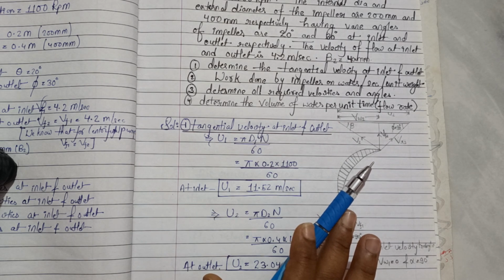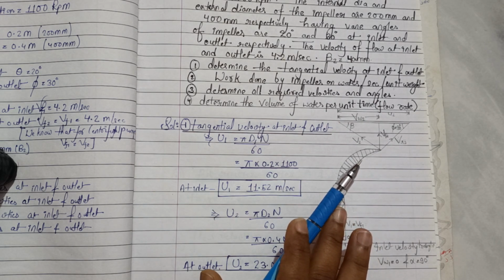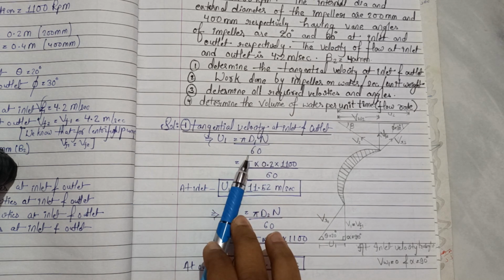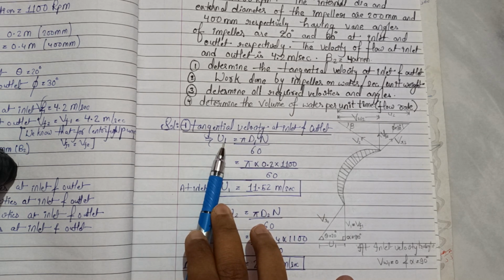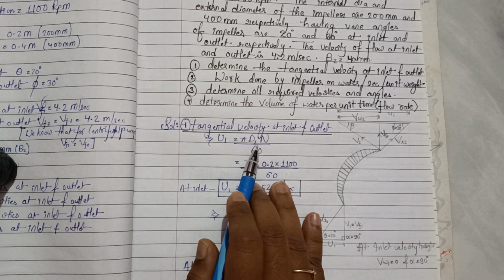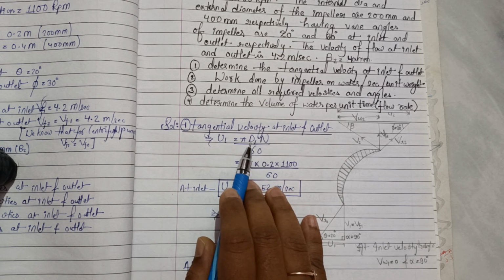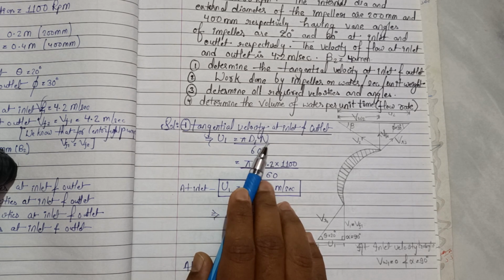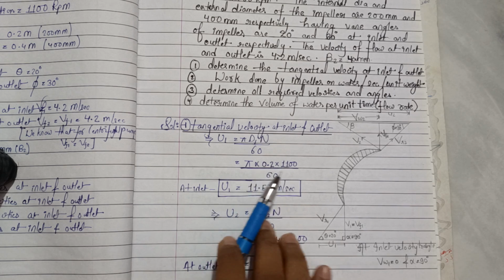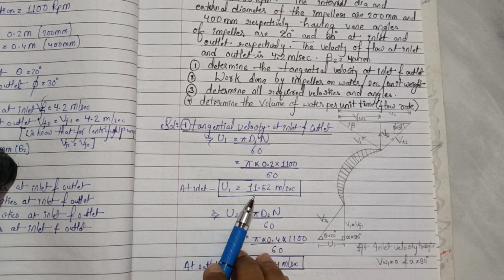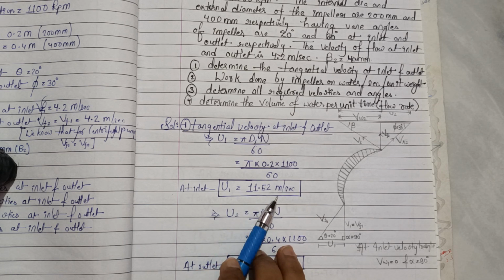The formula to determine the tangential velocity of a centrifugal pump at inlet and outlet are U1 is equal to pi d1 N by 60. U1 will be your tangential velocity at inlet. U2 will be your tangential velocity at outlet. Okay, so the formula to determine the tangential velocity at inlet will be equal to pi d1 N by 60. D1 is given, that is 0.2 meter, multiplied by your speed of rotation, that is 1100. If you solve this, you will get the value of tangential velocity at inlet. So it will be equal to 11.52 meter per second.